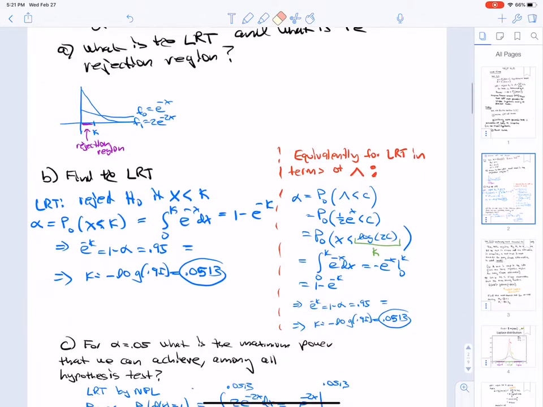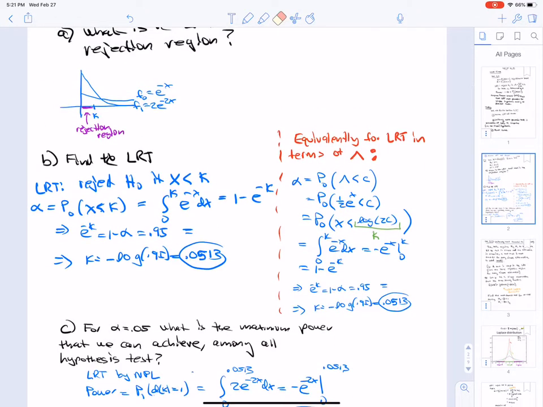And we can compute precisely what that cutoff is by writing alpha as the probability that we reject under the null distribution, the probability that x is less than k, which is the integral from 0 to k of e to the minus x dx. E to the minus x is the null distribution. So we get that k is 0.0513.